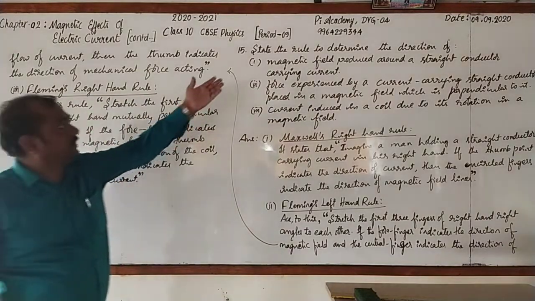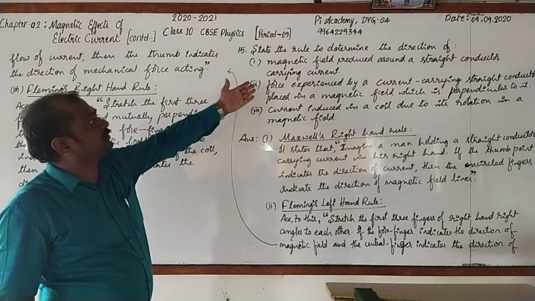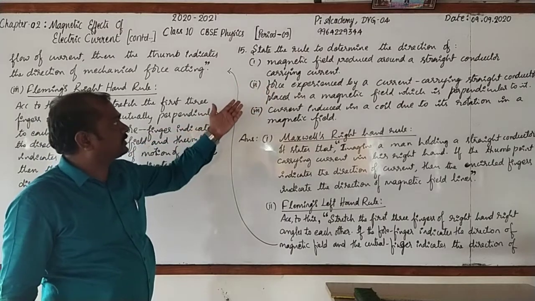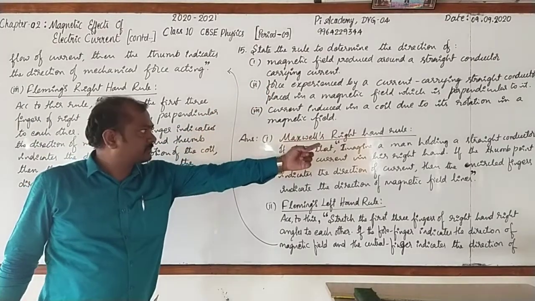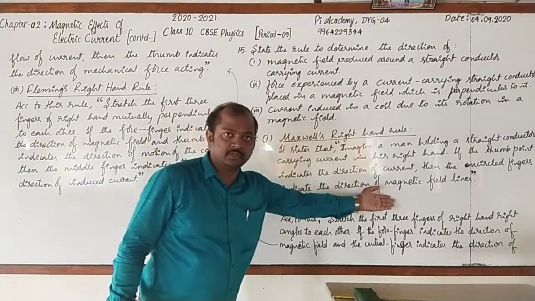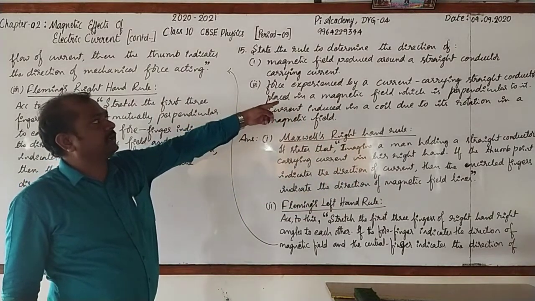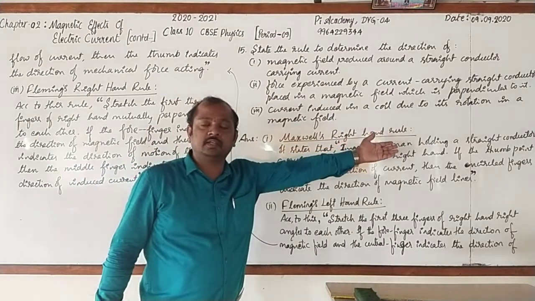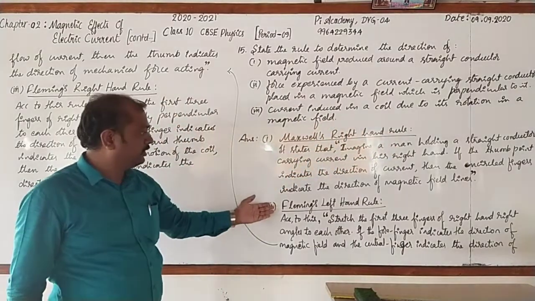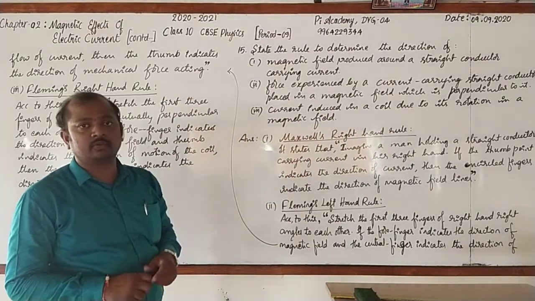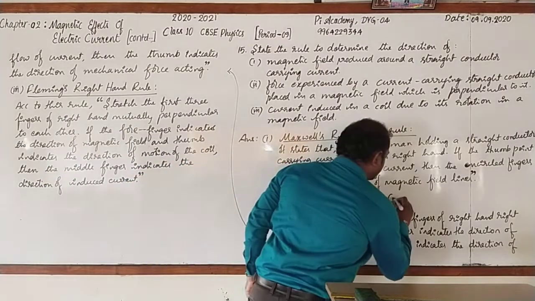See, first one, to find out the direction of the magnetic field produced around a straight conductor carrying current, we have to use Maxwell's right hand rule. The statement has been written. And in second case, to find out the direction of the mechanical force acting when the conductor carrying current is placed in the magnetic field, we have to use Fleming's left hand rule, which is also called motor rule.